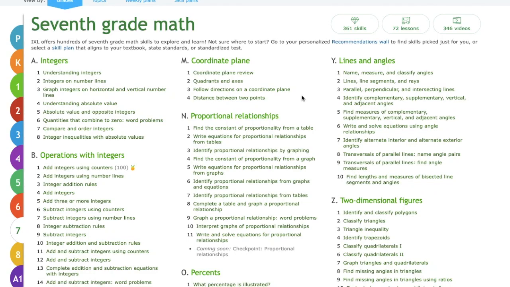Everyone, my name is Norah and I'm 9 years old. Today we'll be reviewing coordinate planes and graphing them.